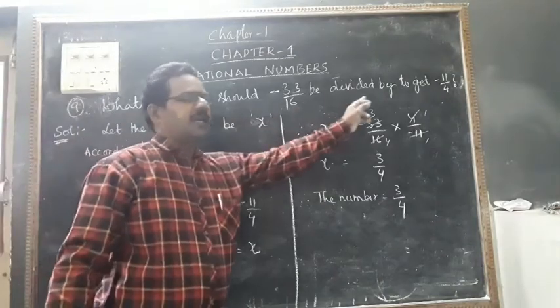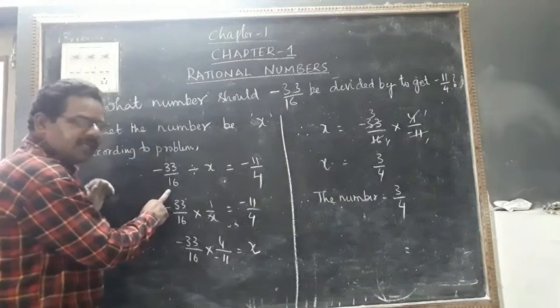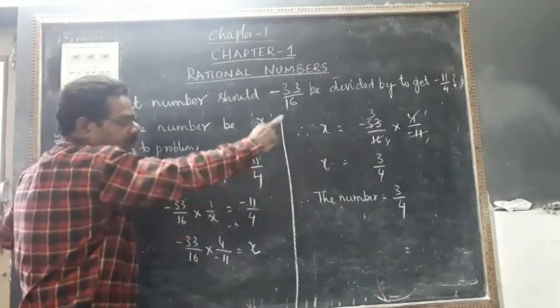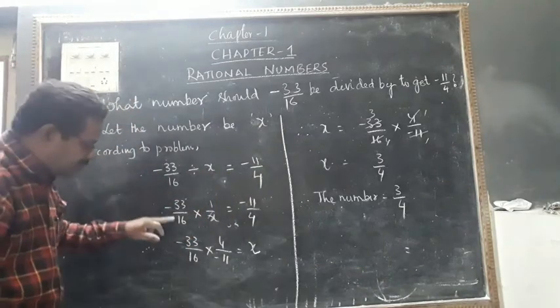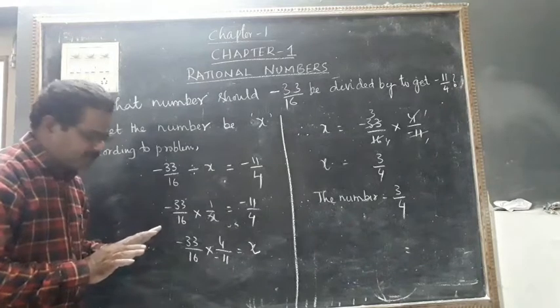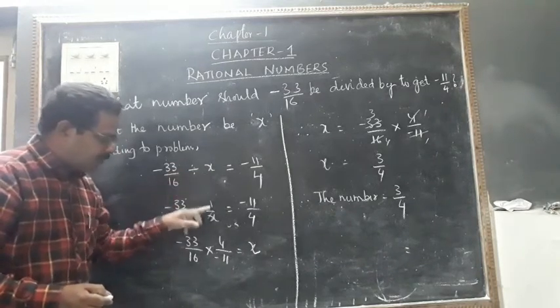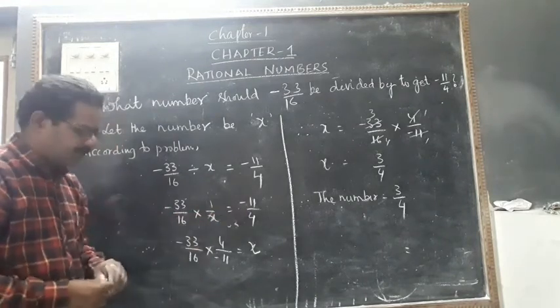According to the problem, minus 33 by 16 is to be divided by this number. The result we are getting is minus 11 by 4. So minus 33 by 16 you can keep as it is. Divided by is converted into multiplication, so x will become its reciprocal: 1 by x is equal to minus 11 by 4.